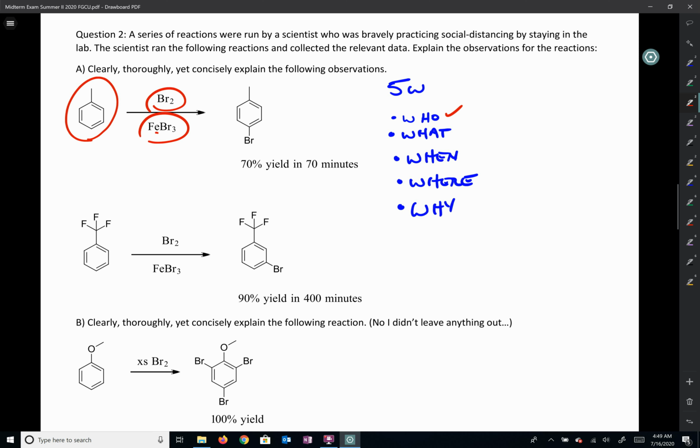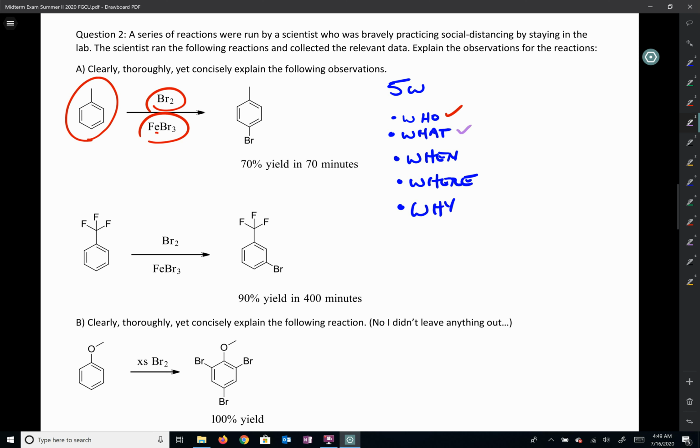We have an aromatic ring. We notice that it has an alkyl group on there. We have a Lewis acid catalyst that is used to generate a good electrophile. So that's a good explanation of the who. You would come in there and draw your mechanism showing the formation of that electrophile. Fantastic. What is happening? Well, let me change colors here, so maybe if I have to circle something. The what is happening? Well, this is an electrophilic aromatic substitution.